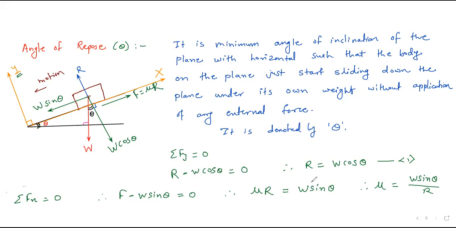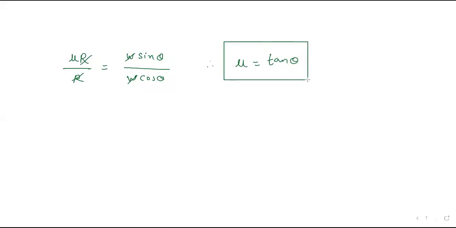So if you divide equation 1 and equation 2, what you will get? W sin theta divided by W cos theta. Okay, so W will get cancelled. Sin theta upon cos theta will be tan theta, and tan theta is equal to mu. Okay. Suppose now I will say that this is my equation 2. Now divide equation 2 by equation 1. Equation 2: mu into R divided by R is equal to W sin theta divided by W cos theta. So this R will get cancelled, this W will get cancelled. Therefore, mu is equal to tan of theta. So this is the formula you will get over here. Mu is equal to tan of theta, where theta is the angle of repose.